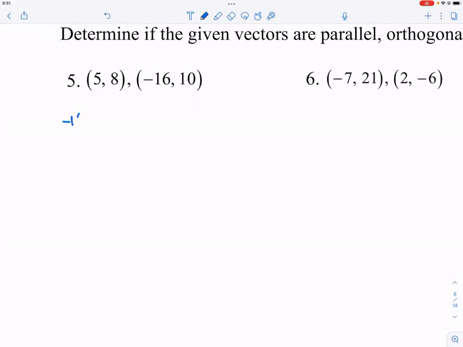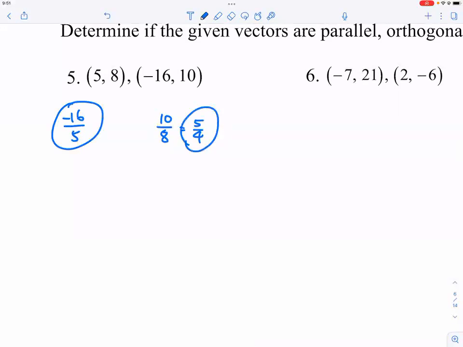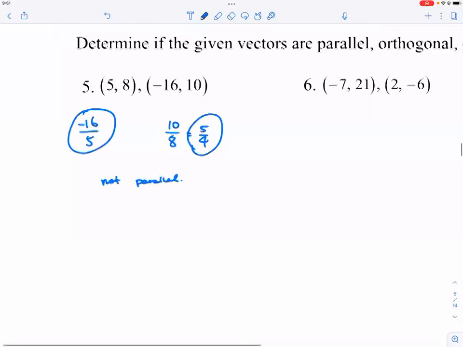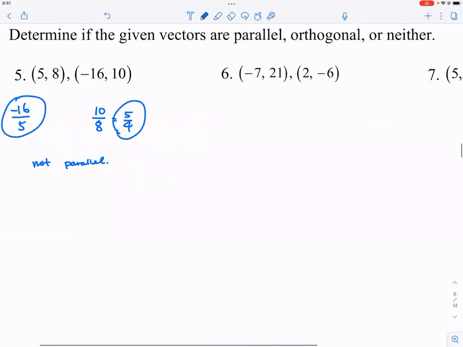So I'm going to say negative 16 over 5. That's that. And then 10 over 8, which is 5 over 4. Well, these two numbers are not the same. That means they're not parallel. Okay, they're not parallel. Let's see if the next one works.